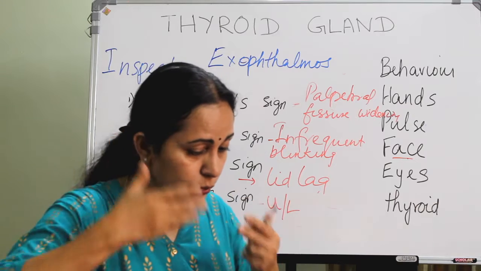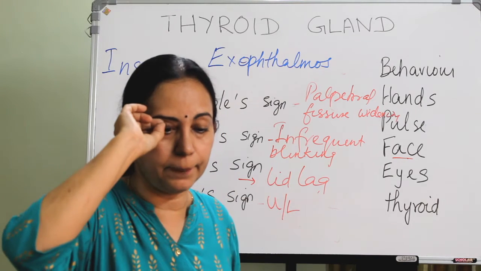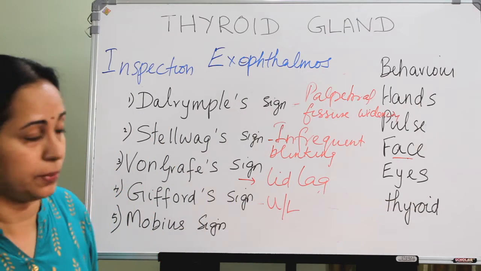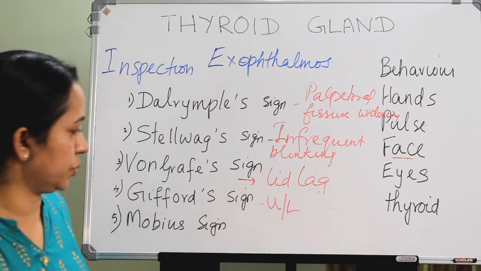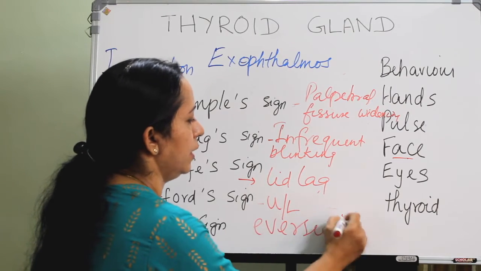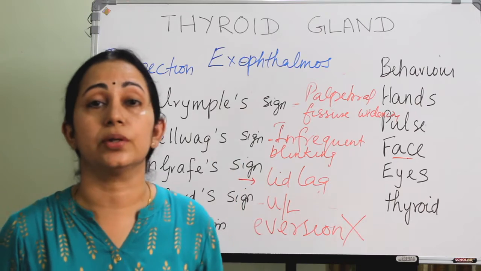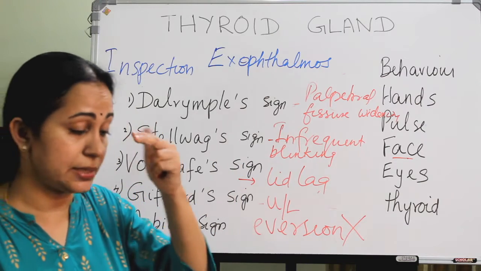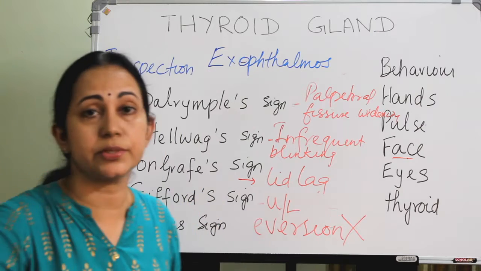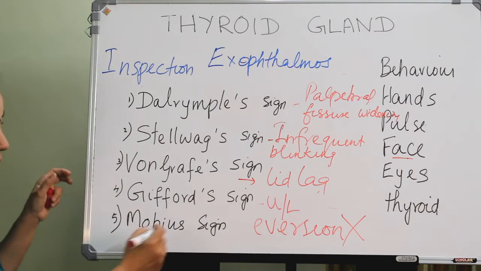So ask the patient to look downwards and try to invert the upper eyelid. The inversion is not possible in case of thyrotoxicosis, and that is called the Gifford sign. So ask the patient to look downwards and invert the upper eyelid. If it is not possible, it is unilateral thyrotoxicosis, Gifford sign.